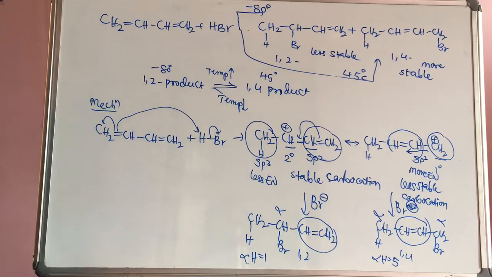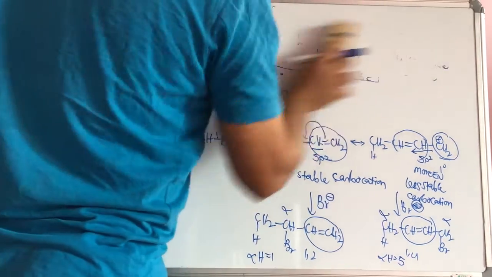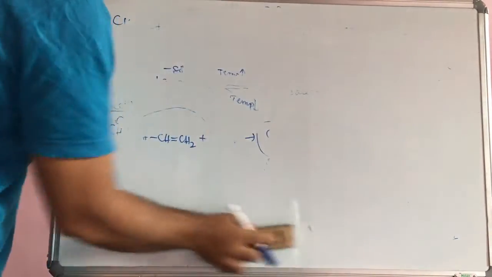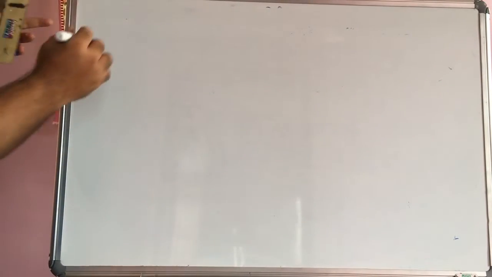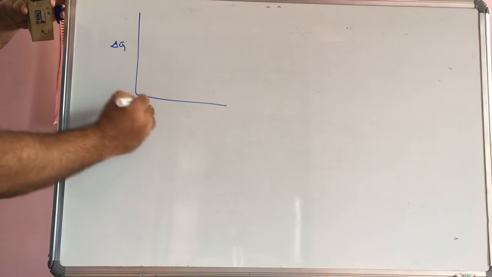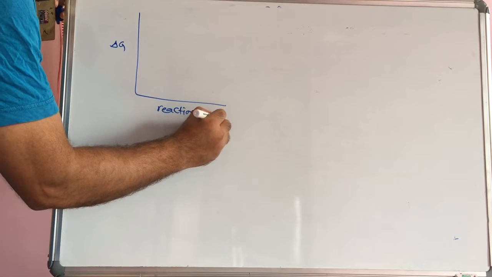So what is the energy profile diagram for this? According to this, the free energy profile diagram, if you draw delta G and reaction progress.